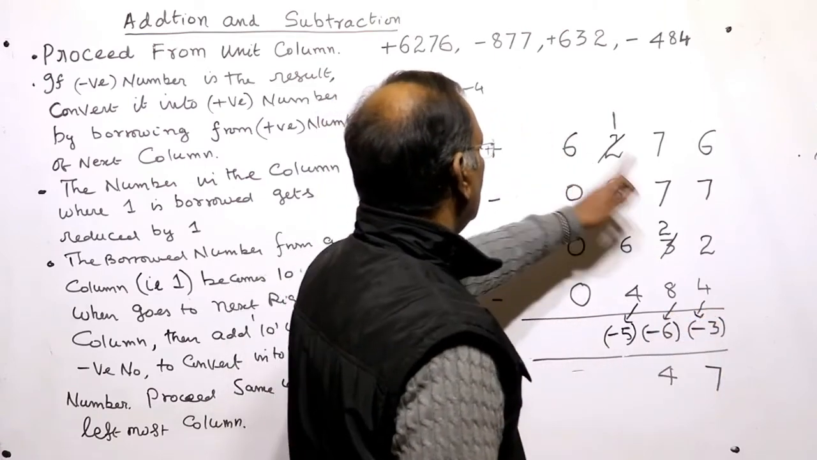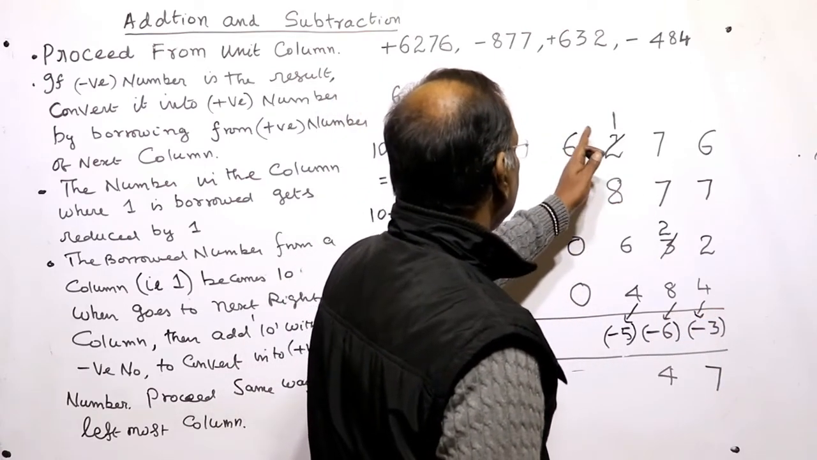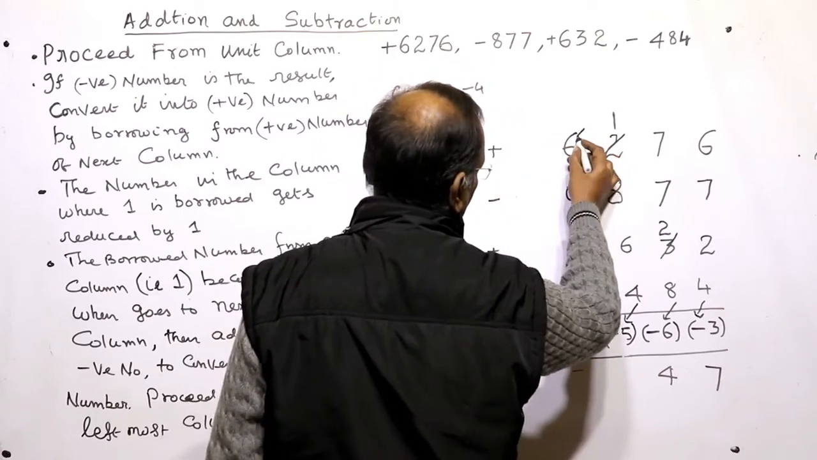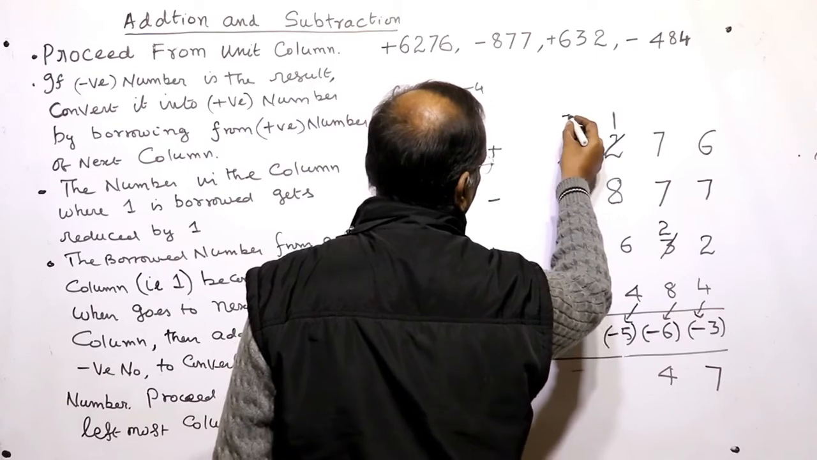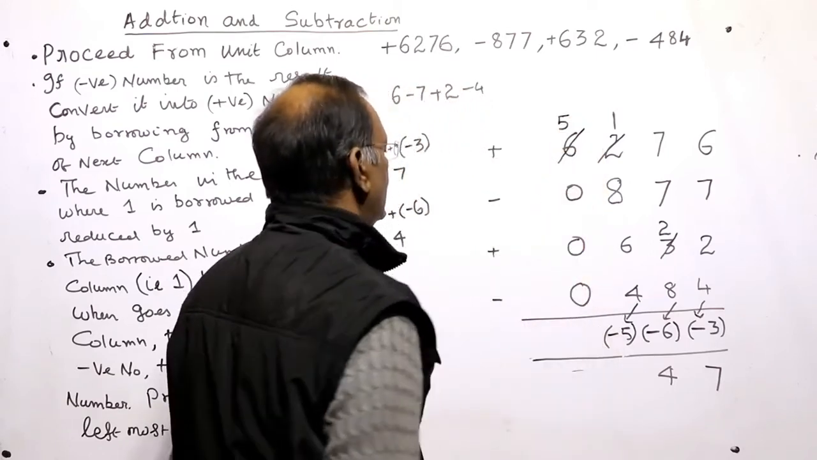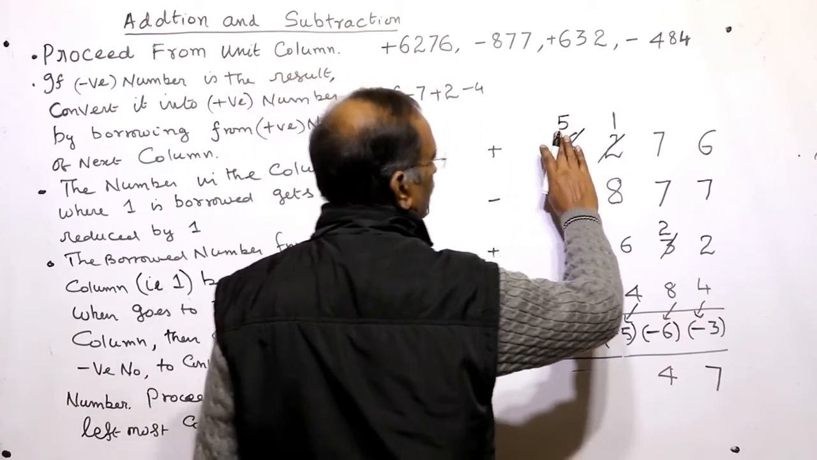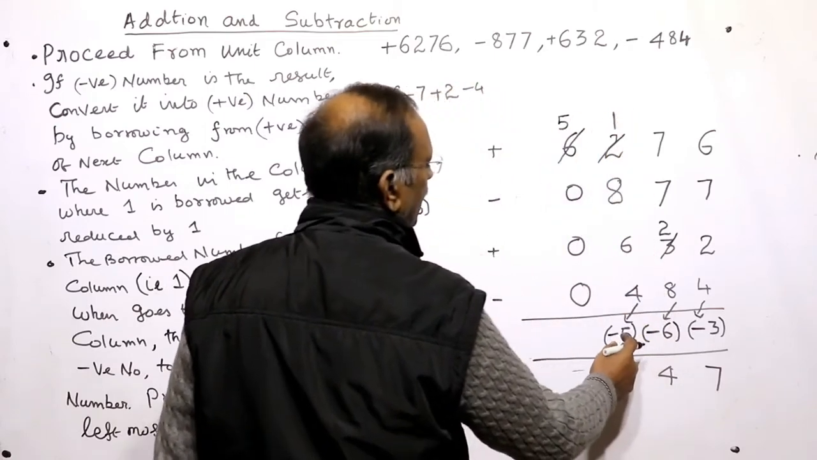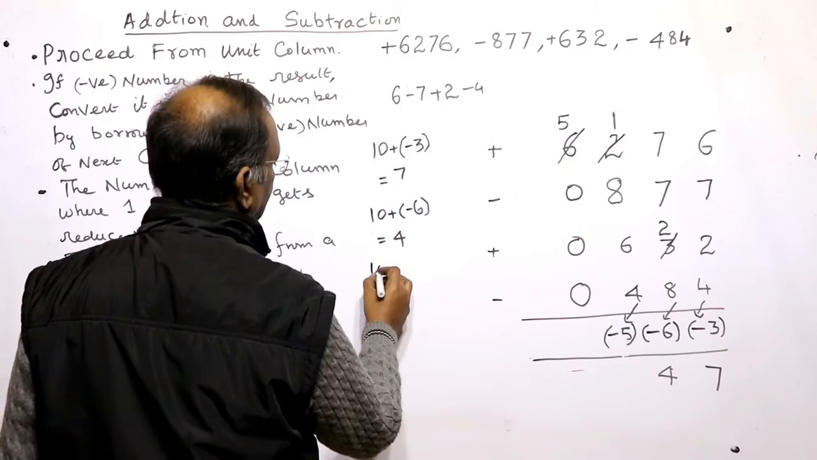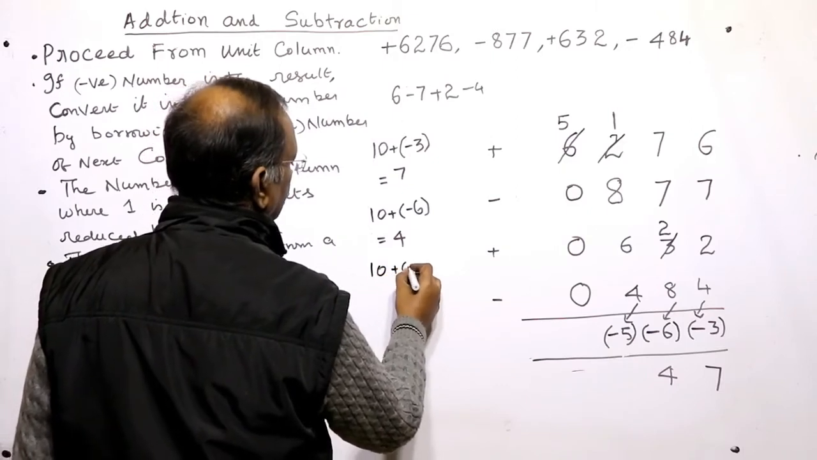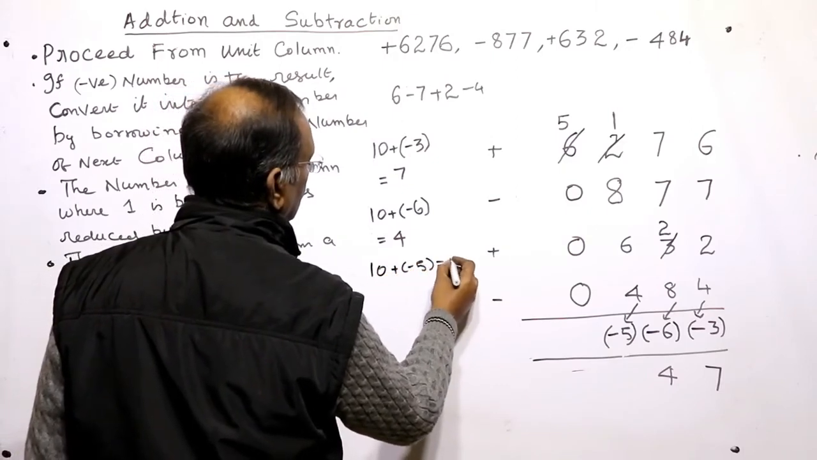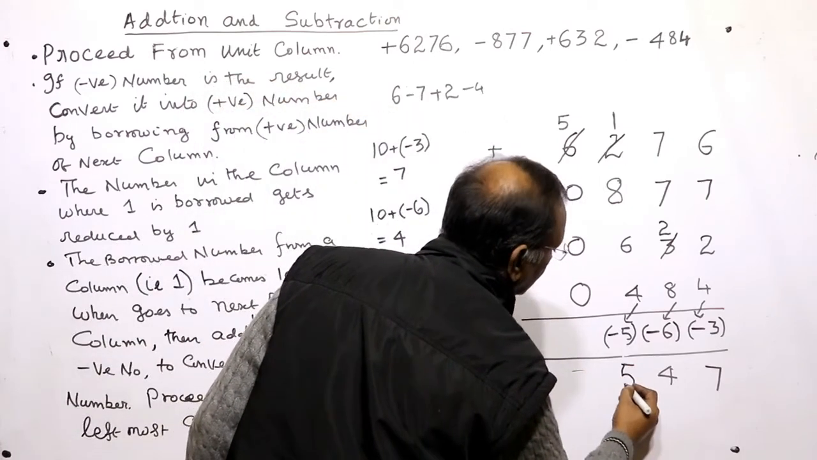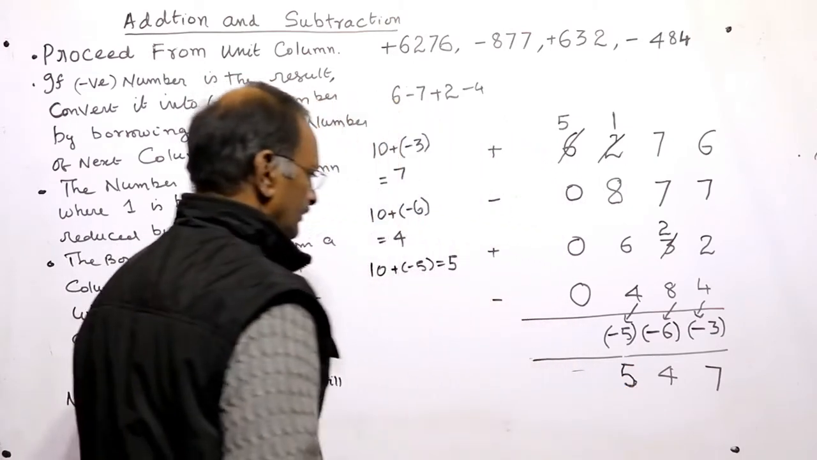Again, we borrow 1 from the next column, that is the thousands column, a positive number. When we borrow 1 from 6, that becomes 5. The 1 is borrowed from here to here, which means it becomes 10 here. 10 added with the minus 5 is equal to 5. So we have made this number a positive number, that is 5.